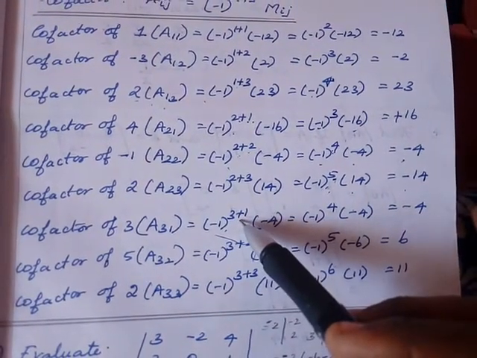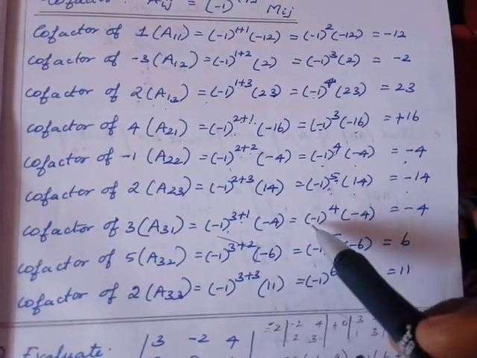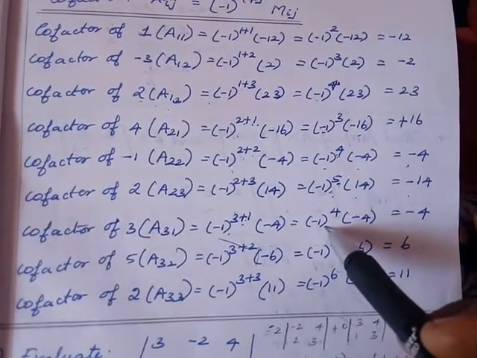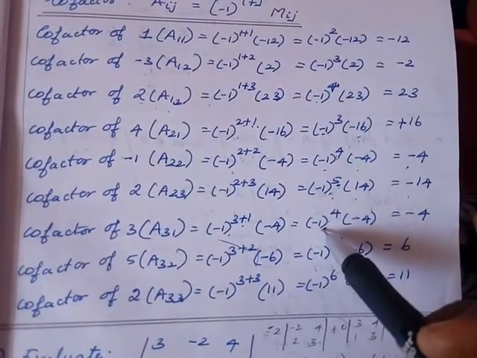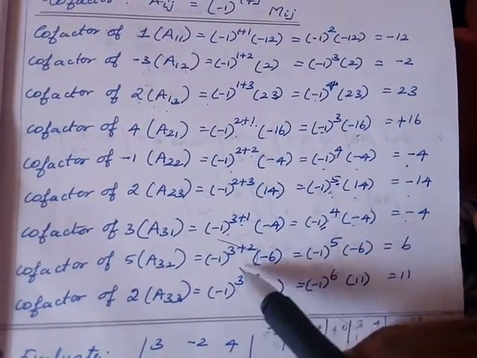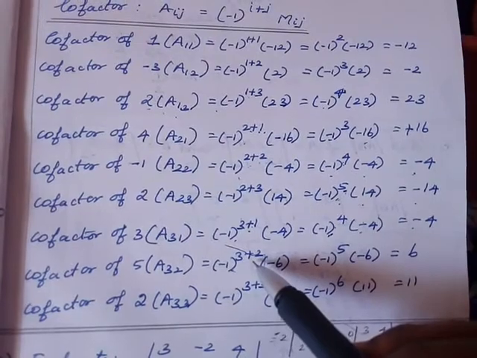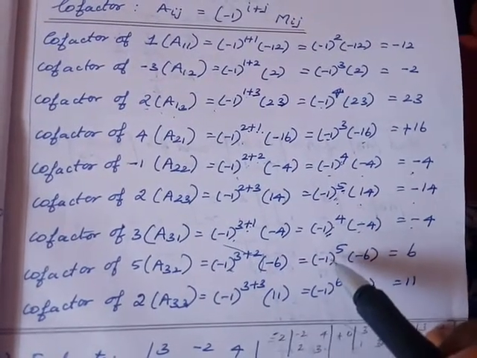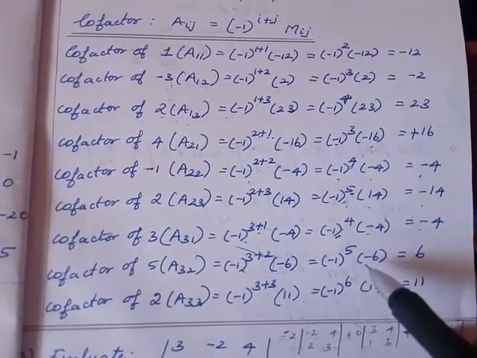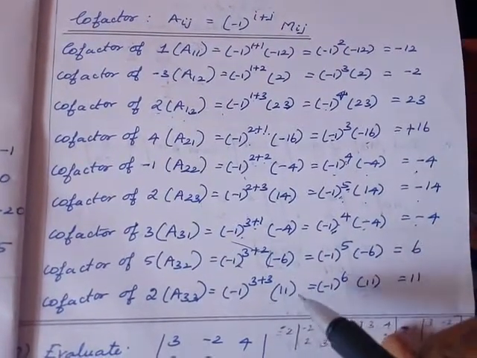Minus 1 whole to the power 3 plus 1. 3 plus 1 is 4. Minus 1 whole to the power 4, it is an even number, so you will be getting 1. 1 into minus 4 is minus 4. Minus 1 whole to the power 3 plus 2. 3 plus 2 is 5. It is an odd number, you will be getting minus 1. Minus 1 into minus 6 is plus 6.